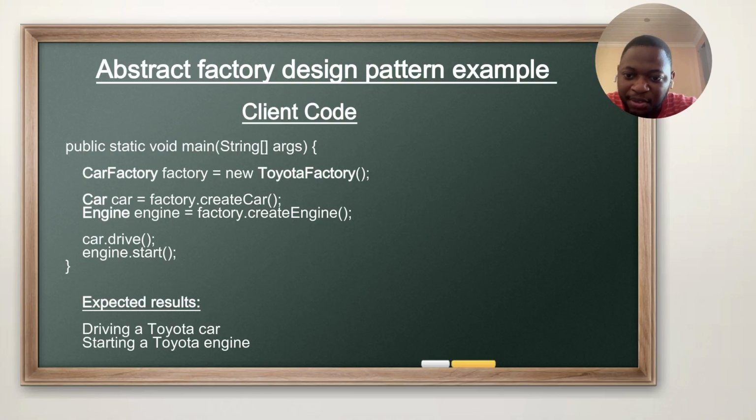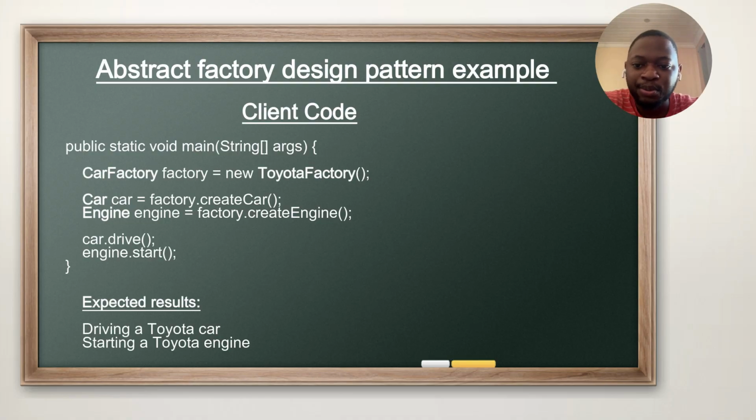And below we have core.drive invoked and engine.start invoked. Whenever we call the core.drive method, we should have "driving a Toyota car" printed out, and below we have an engine.start method invoked from the engine interface, and we should have "starting a Toyota engine" printed out. The same would go for BMW.